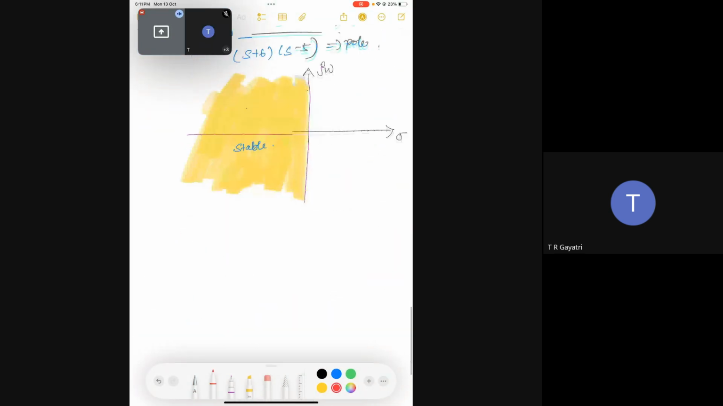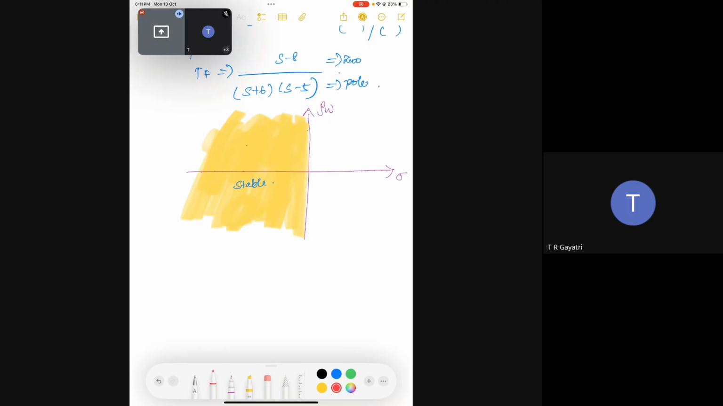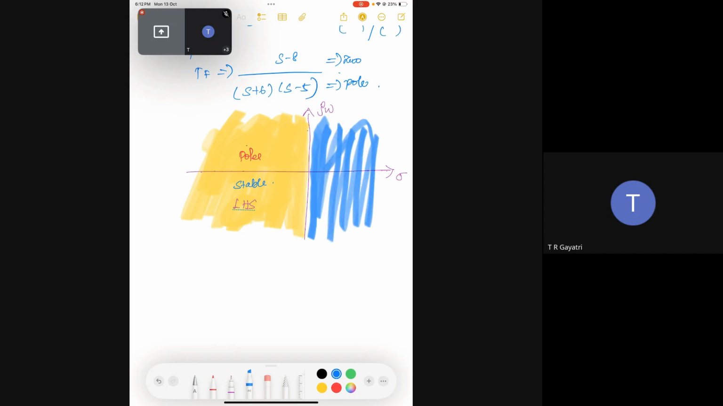So whenever your poles lie in the left half of the s-plane, it is considered to be stable. Whenever your poles lie in the right half of the s-plane, it is considered to be unstable. This considers only poles, no need of zeros. Keep this in mind.